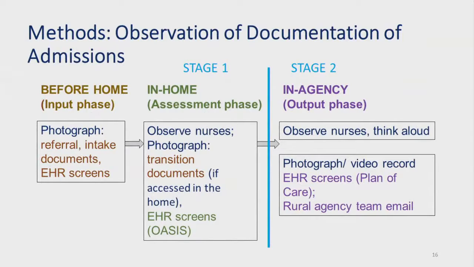So that's all before. Stage 2 is the output phase, where the nurses completed their documentation, or if they had completed it in the home, they walked us through. They walked through the documentation talking aloud about the decisions they made, the information they had, what information they didn't have, what they liked about how the EHR worked, what they didn't like. We photographed and video recorded the EHR screens, especially the plan of care. And at the rural agency, they had a team email that was outside of the EHR. We took pictures of that.